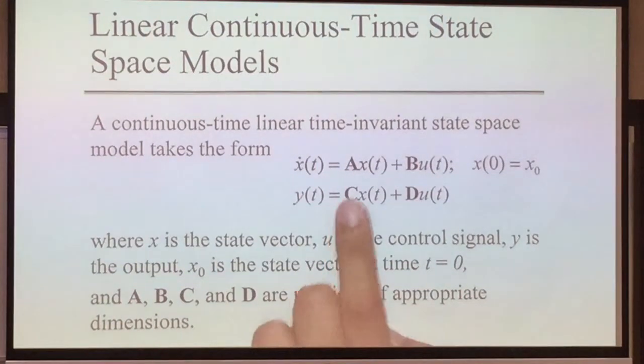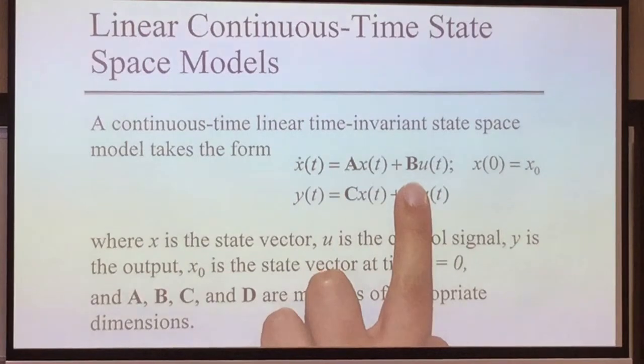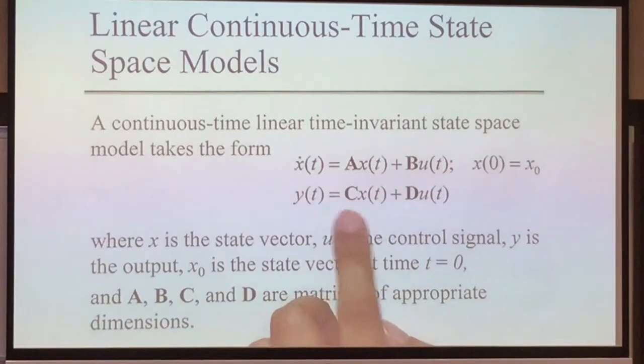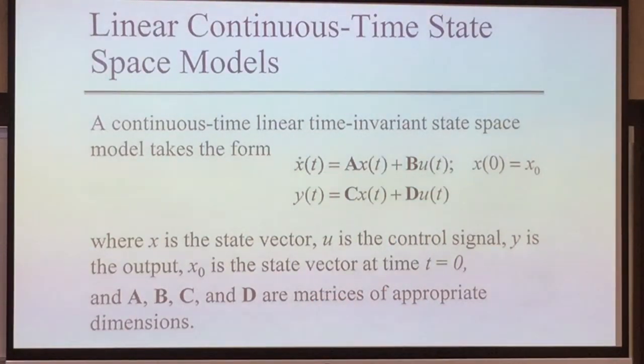Okay, so if this is a second order system, A is 2 by 2. B is a vector, 2 rows and 1 column. C is also a vector, with 1 row and 2 columns. D is a vector, 2 rows and 1 column. Alright?